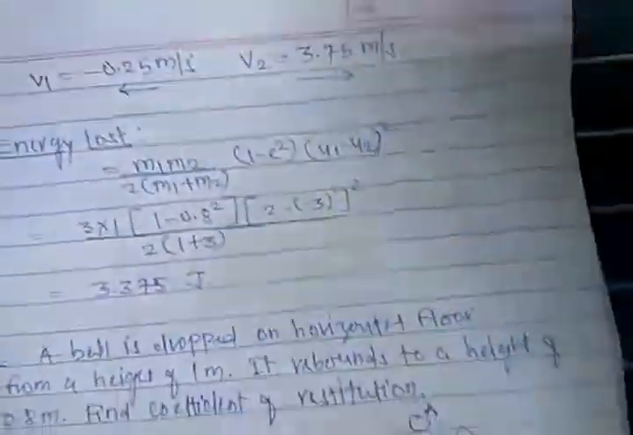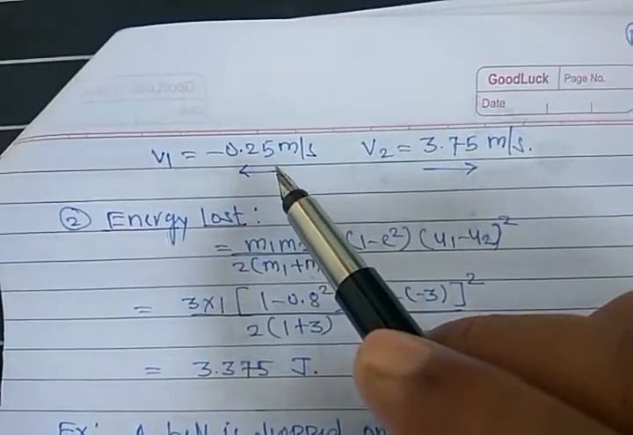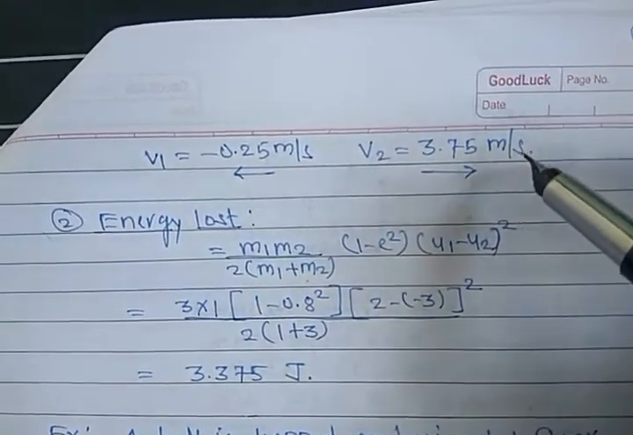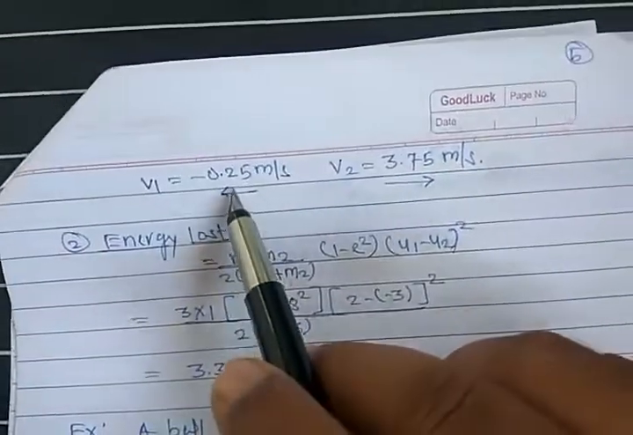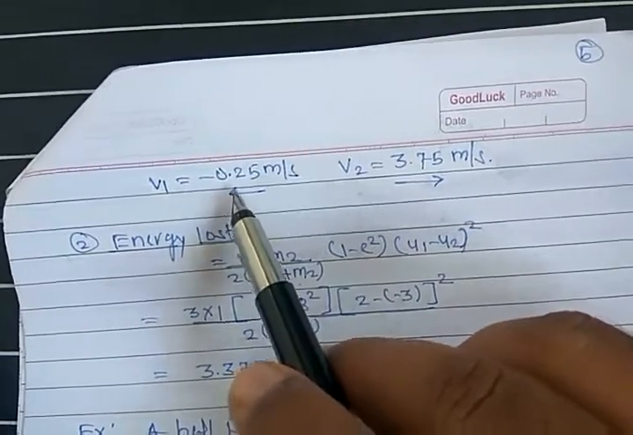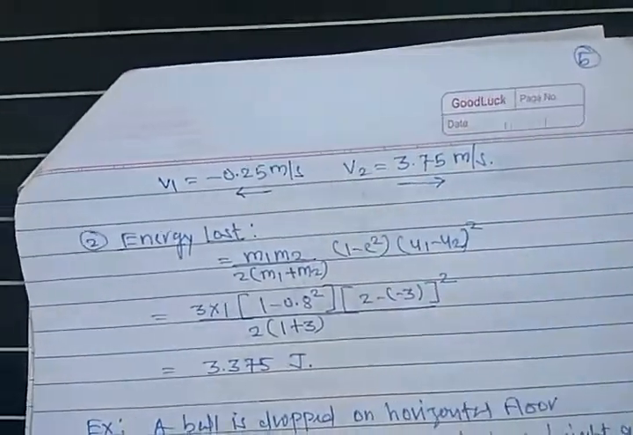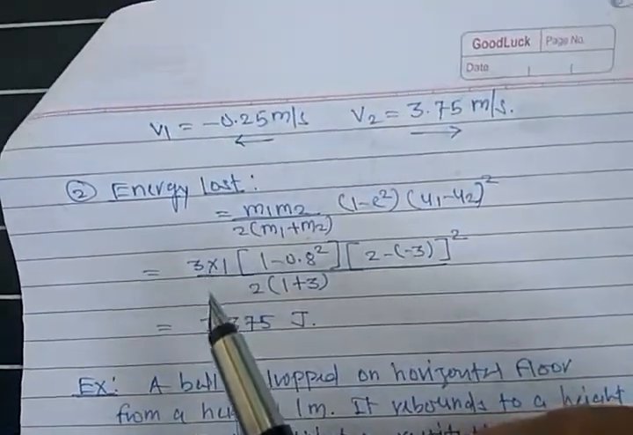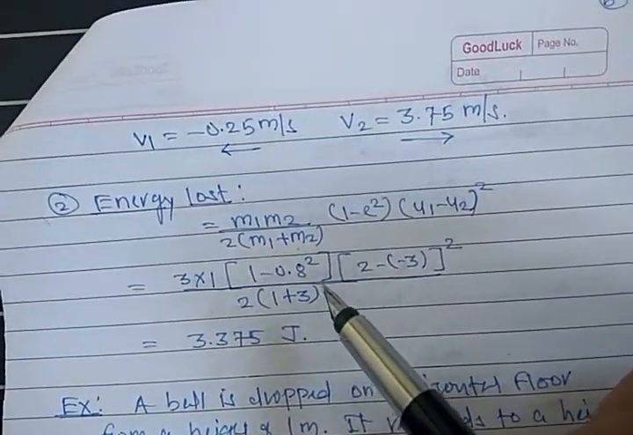The values are like this. v1 is equal to minus 0.25 meter per second and v2 is 3.75 meter per second, a positive value. So the negative value indicates that this is in the negative x direction and this is in the positive x direction. Okay, the next question asked was about the energy lost during the impact.